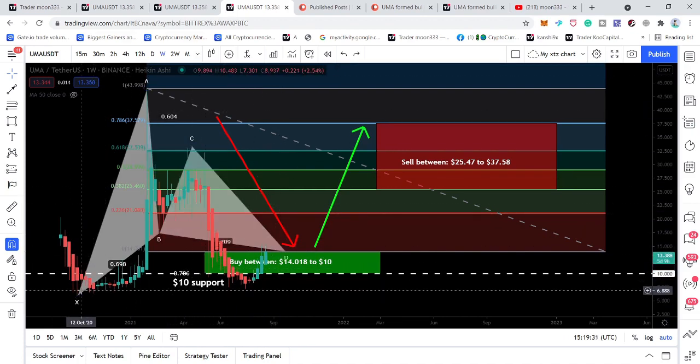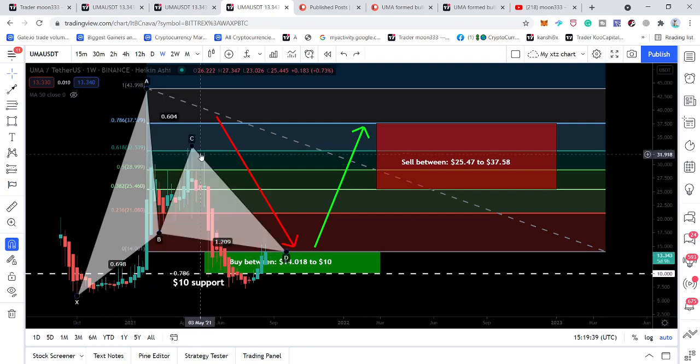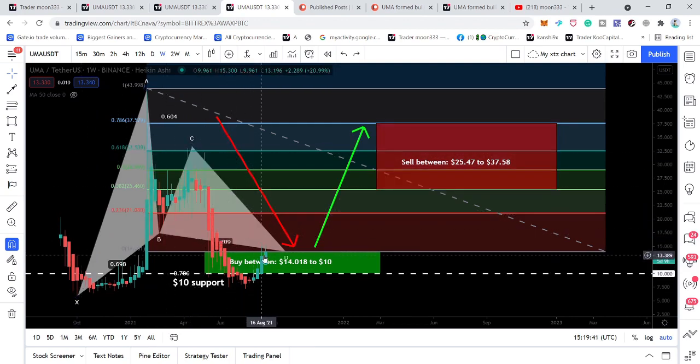Therefore, if we set our stop loss here at the X leg, that would be a very big stop loss, because that is approximately at $7. That will be more than a 50% drop from here. Therefore, I've also found another support here that is at $10. So we can set our stop loss at $10 and we can take this trade. And this is not financial advice. These are just the Fibonacci calculations of the Gartley move that I normally share with you.